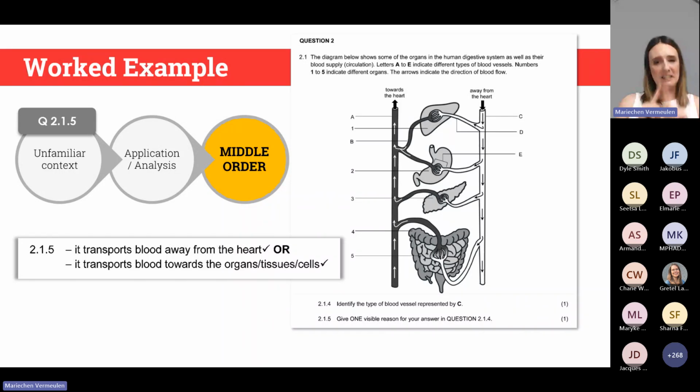Now you might think that this is a lower order question because the answer is visible on the diagram, right? A learner could easily just have said it transports blood away from the heart. And yes, you are going to get your odd learner that just trips into the correct answer because they can read it on the diagram. But in my mind, these two questions are linked together. So technically, they are going to struggle to get to 214's answer if they don't actually have the methodology of 215 in mind. And that's why I felt this was also a middle order question. Okay.